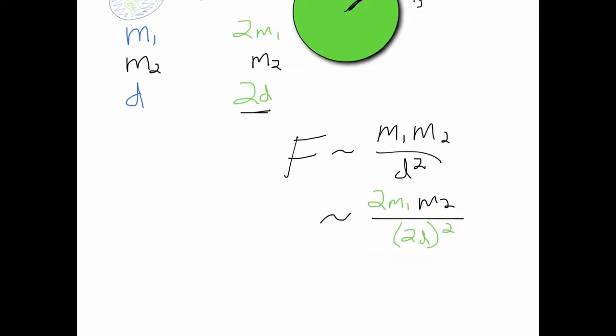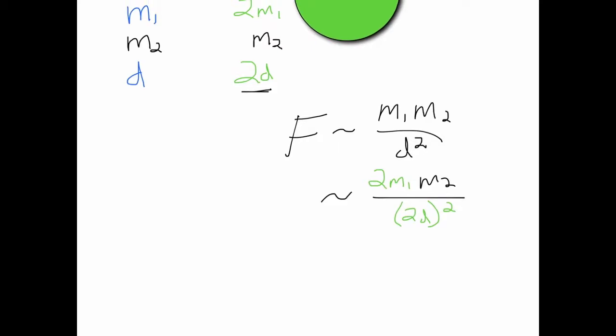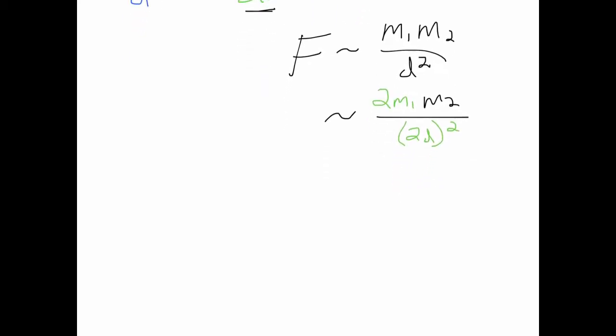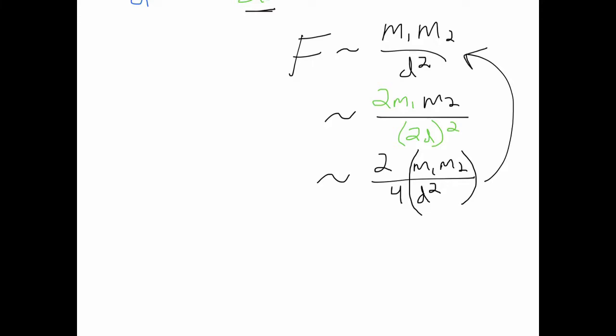Alright, so let's scoot this whole guy up here so we can look at it. There we go. So we have 2 m1 m2 over 2d squared. Now I'm going to square the 2. That gives me a 4. I'm also going to square the d, the distance. Alright, so I have 2 over 4. Now all of this, that's what I started with. That was my old force. That's what it used to weigh. m1 m2 over d squared. But I have this 2 over 4 out front, which I can reduce to 1/2.